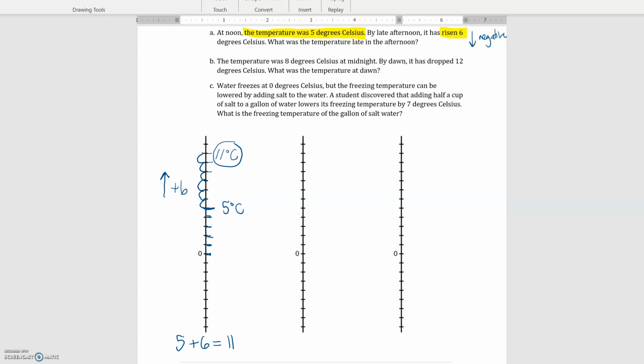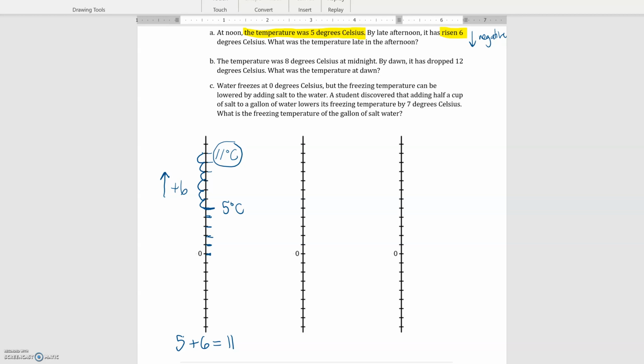So to recap the steps I modeled, I labeled where we started. I drew an arrow in the direction that we're moving, whether we're rising or we're decreasing. And I count how far we are to the next number to find our final answer. I'm going to read B, and then you're going to do it by yourself, and then continue the video whenever you want to check your answer.